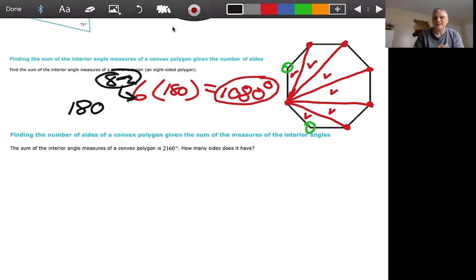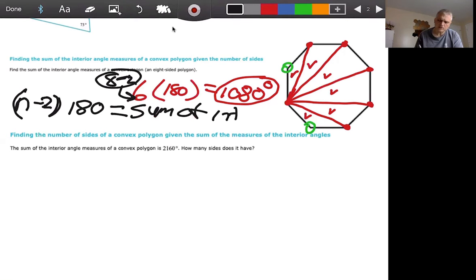So that works with any polygon. Any polygon. You take the number of sides, n, subtract 2, and we're going to do that first, that's why I'm putting it in parentheses. (n minus 2) times 180, that's the formula for the sum of interior angles of a convex polygon.